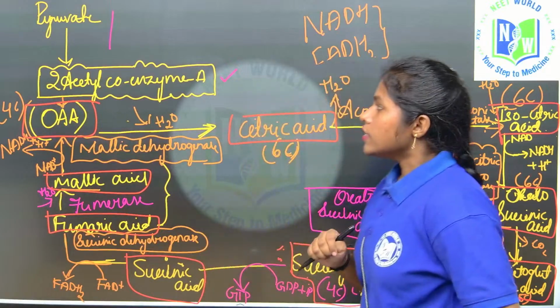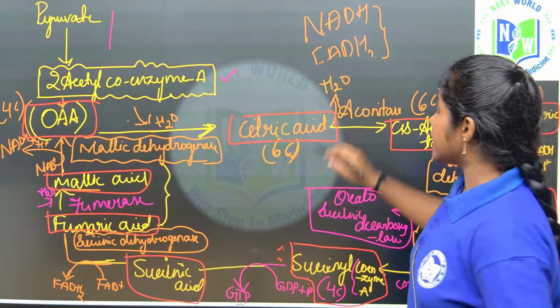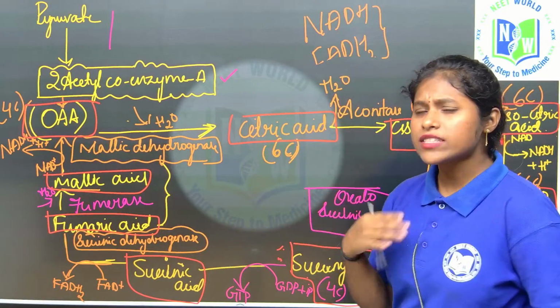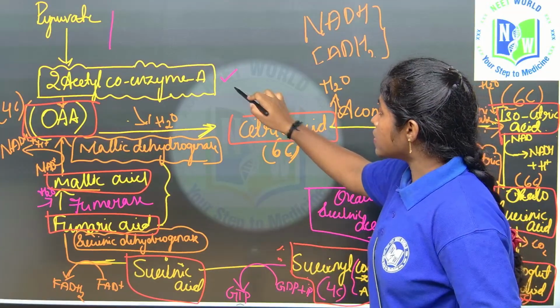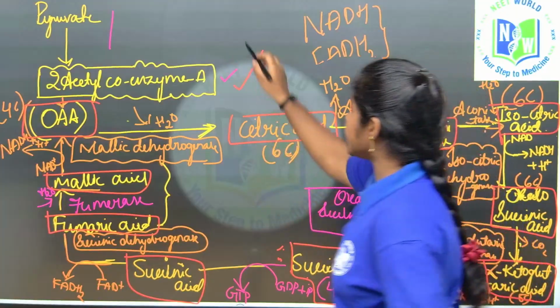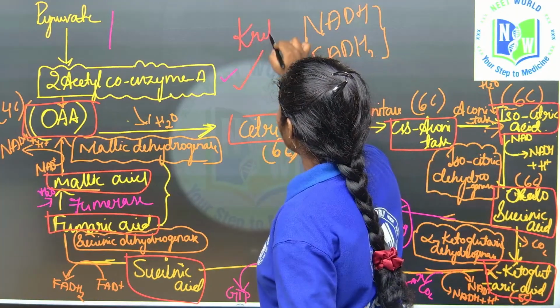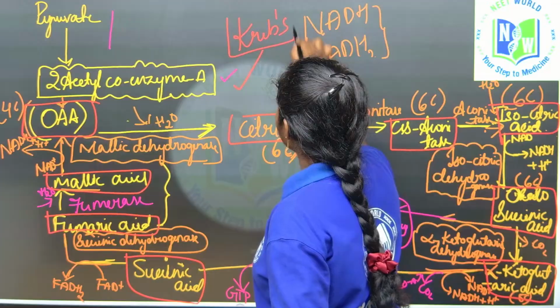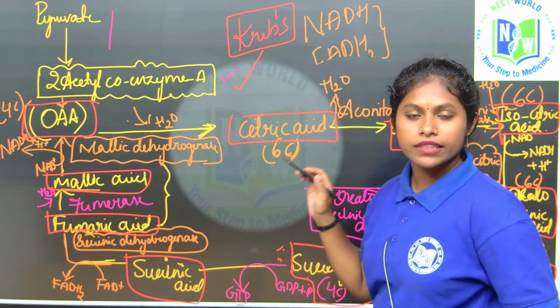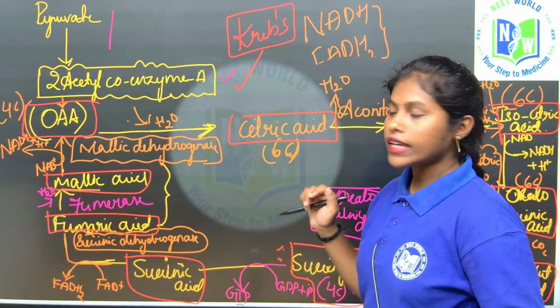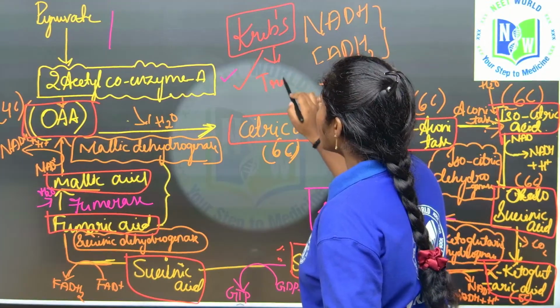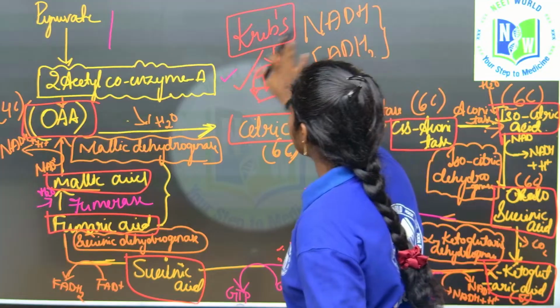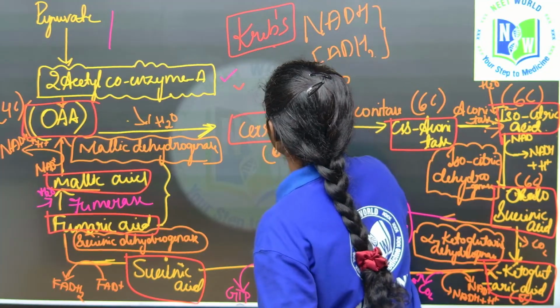Got it? So this is called the Krebs cycle. Why is it called the Krebs cycle? Why not any other name? It was in memory of the scientist Krebs. He got the Nobel Prize also. In memory of him, this cycle is the Krebs cycle. This cycle is also called the tricarboxylic acid cycle. Why is it called the tricarboxylic acid cycle? Which means the TCA cycle.